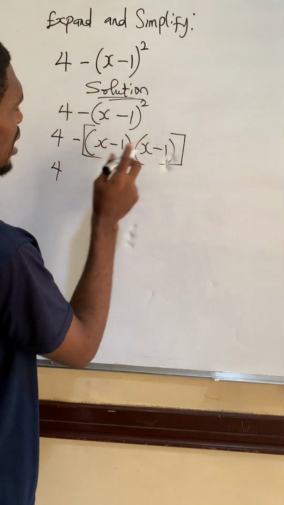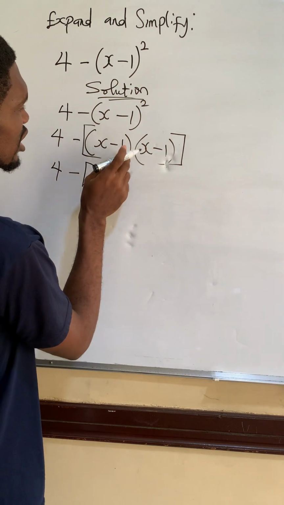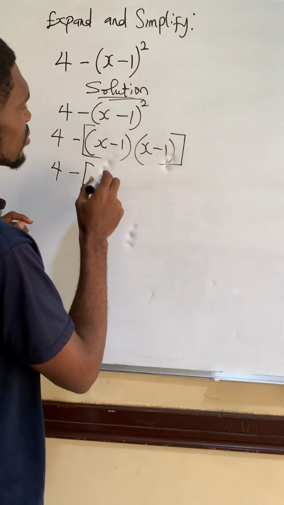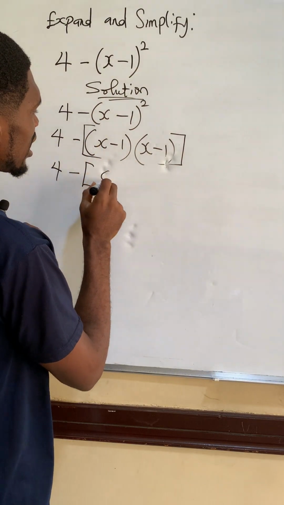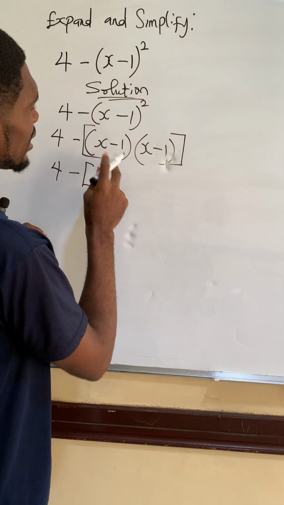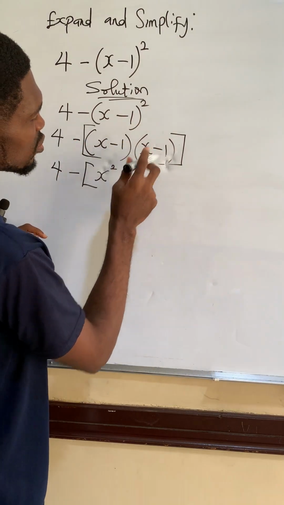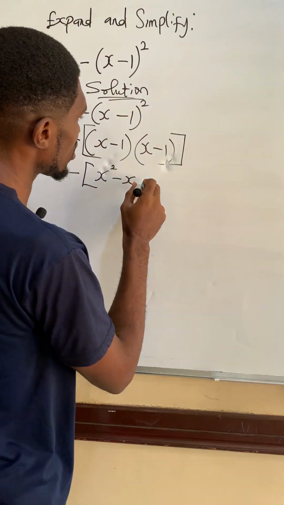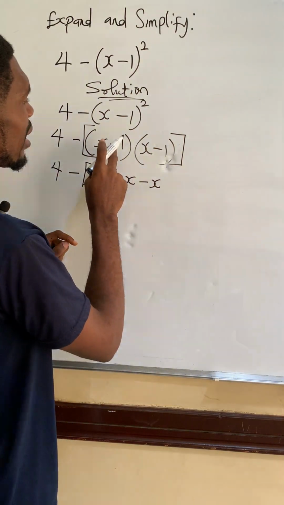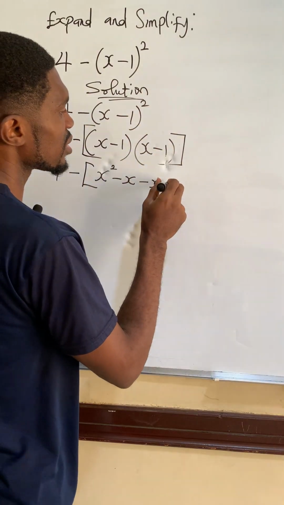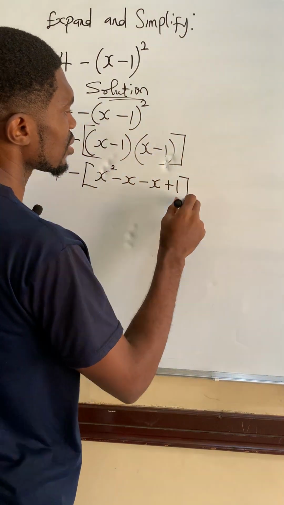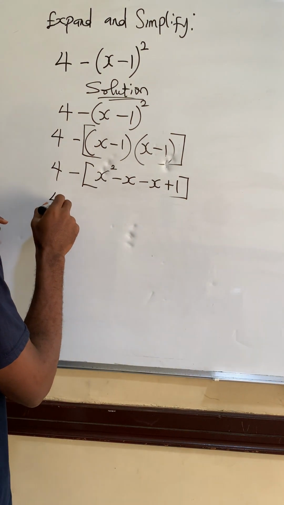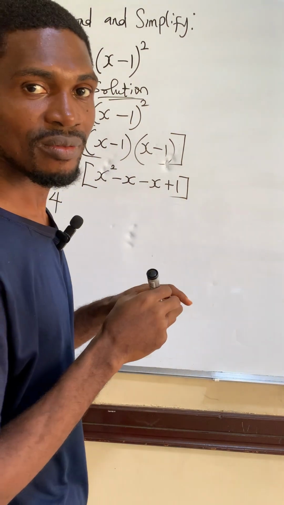So we have x multiplied by x will give you what? We want to remove this parenthesis now. So x multiplied by x will give you x squared. Then we have x multiplied by minus 1 will give you minus x. And we have minus 1 multiplied by x will give us what? Minus x again. And minus 1 multiplied by minus 1 will give us plus 1. All in a square bracket. So we have 4.